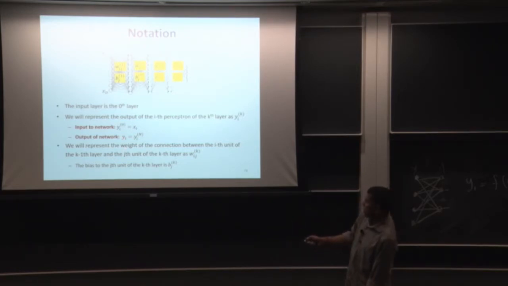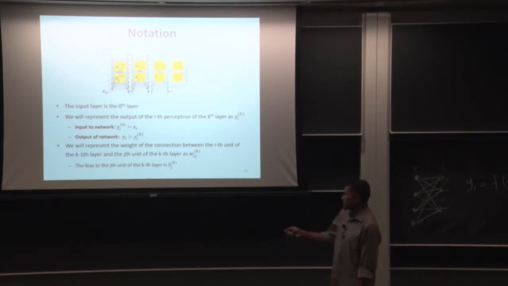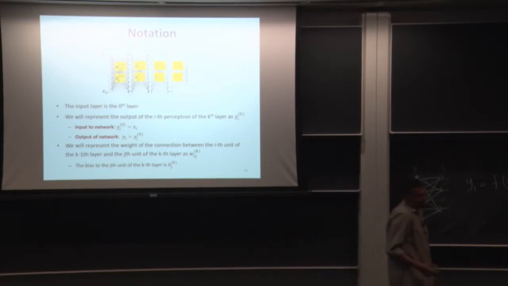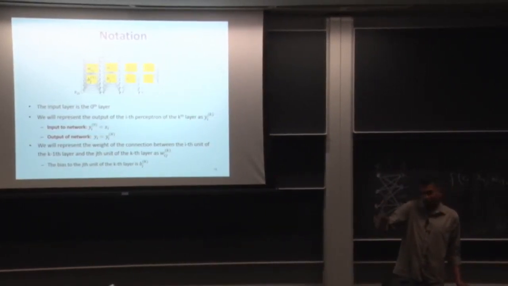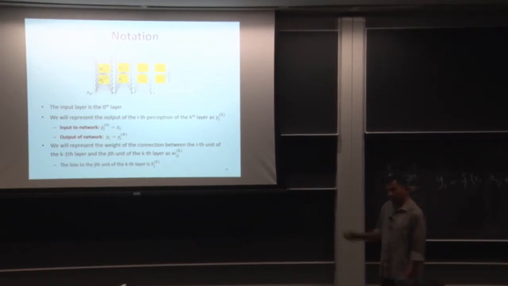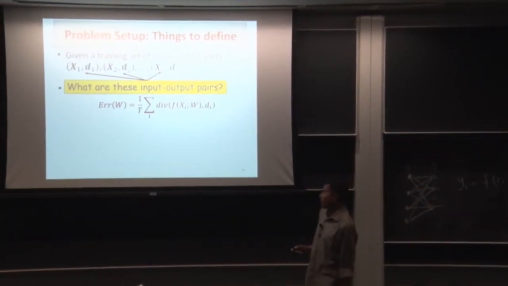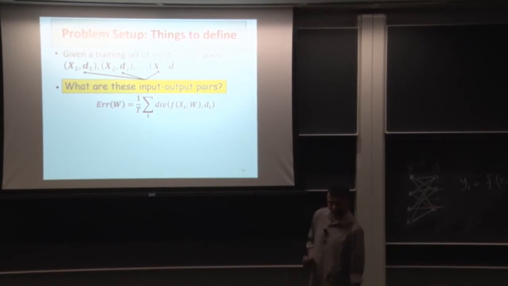So w_ij^k is the connection between the ith unit of the (k-1)th layer and the jth unit of the kth layer. I'm going to have these y's, so y_i^k is the output of the ith unit in the kth layer. The biases use the same notation as the weights. I just say b_j^k, it's the bias assigned to the jth unit of the kth layer. Hopefully the notation's not confusing. It's fairly straightforward. So we've defined f.